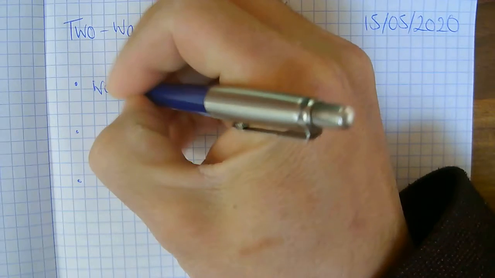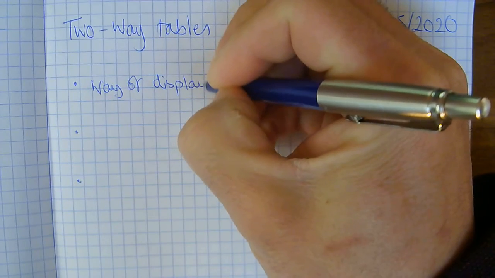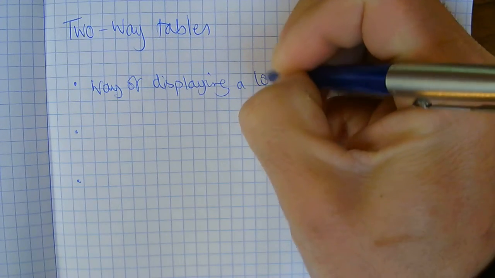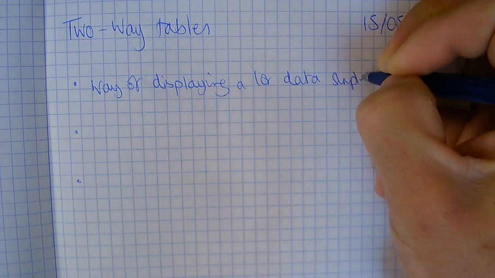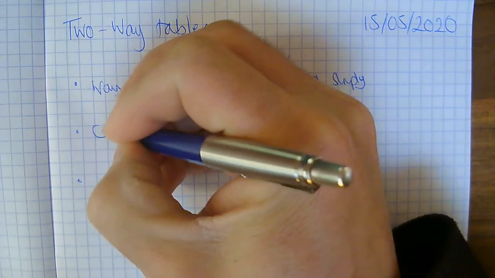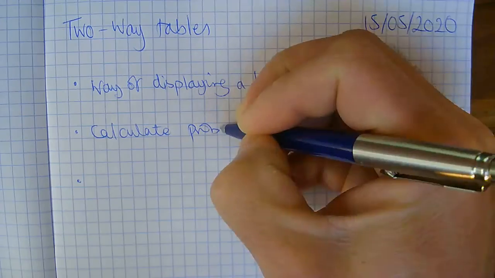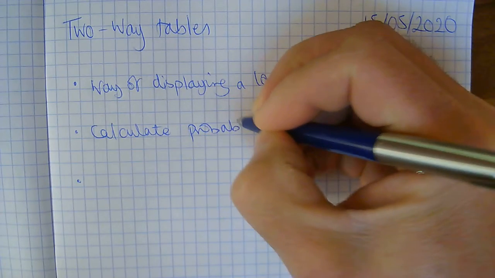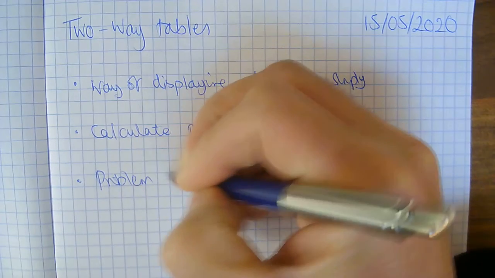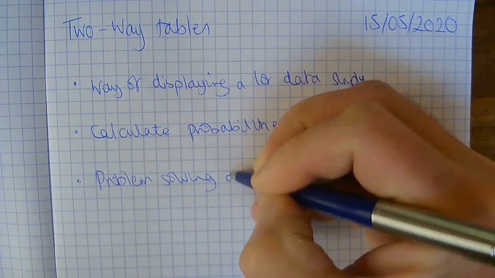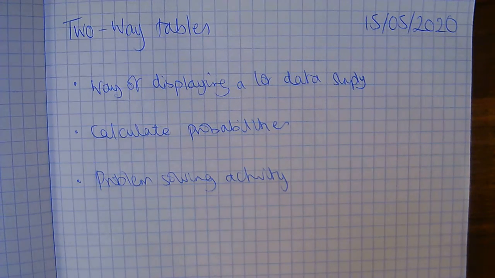So two-way tables are just a way of displaying data. If you're making some notes, it's just a way of displaying actually quite a lot of data quite simply, and it enables us to calculate some probabilities, which is always important with the topic we're on. Now the other bit is it's very much like a problem solving activity, so you need to be able to think about it and work through the problem, a bit like a small kind of Sudoku.